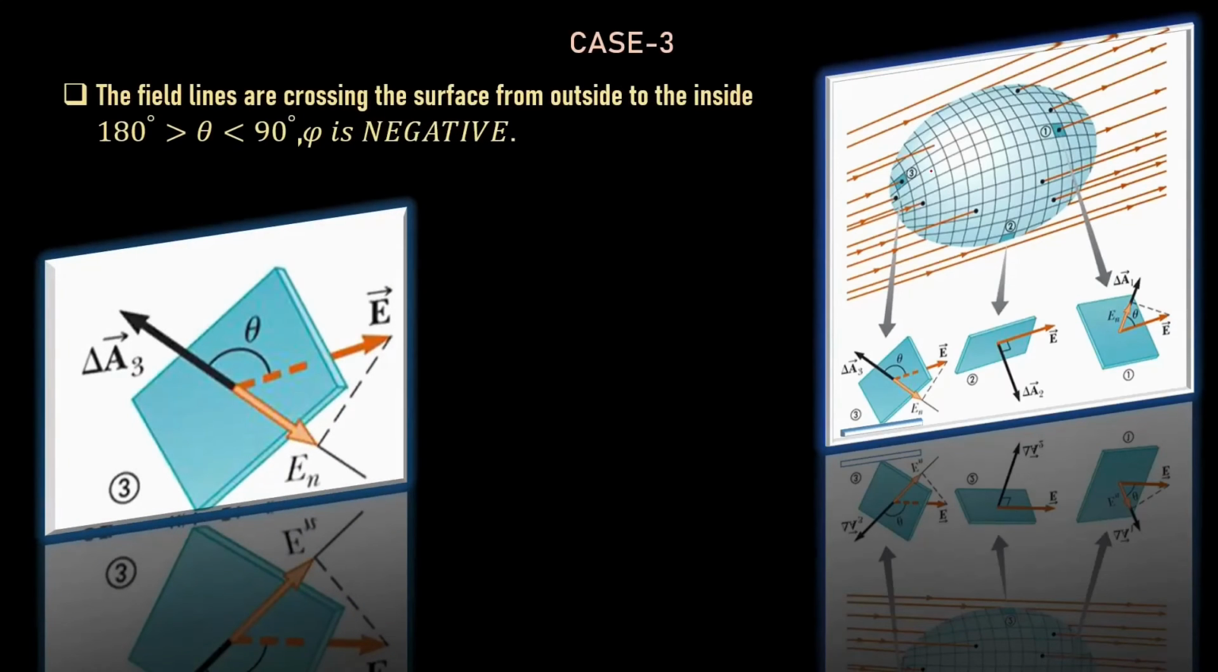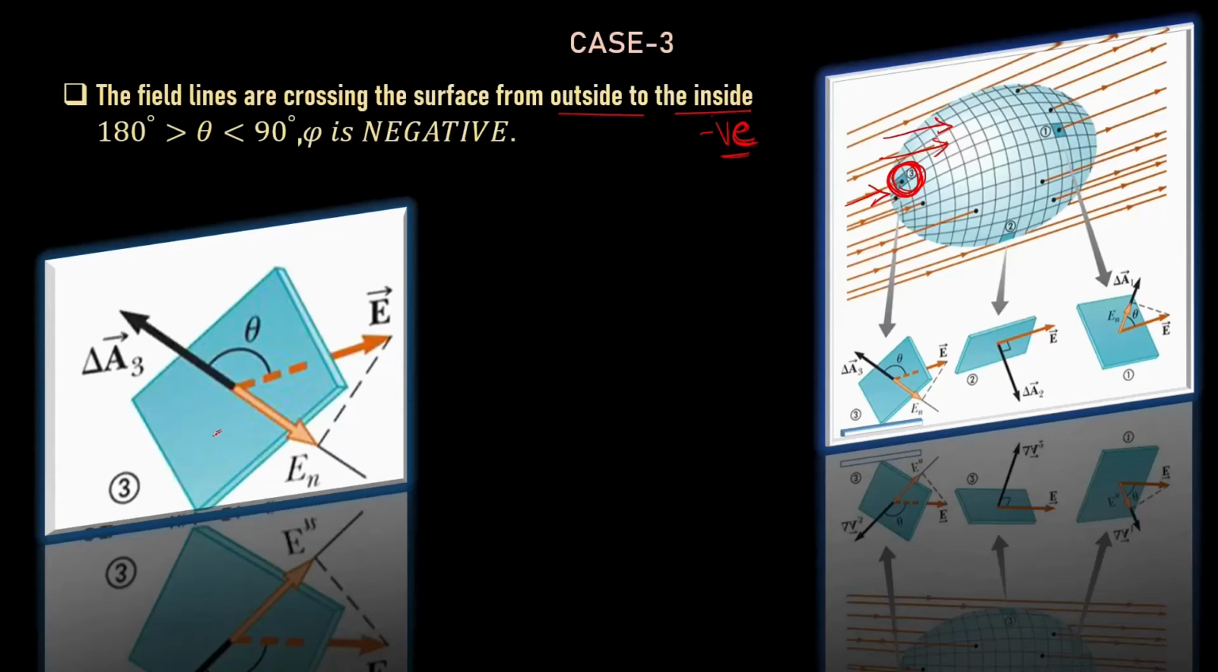Next, let us see case number 3, that is this figure. At area element 3, what we will notice is that the electric field lines are moving from outside towards the inside. This is the key point. The field lines are crossing the surface from outside to inside. In my previous video I have already told you, whenever the field lines are passing from outside to inside, those field lines will contribute towards the negative flux. Let us see how this is happening, how it is possible.